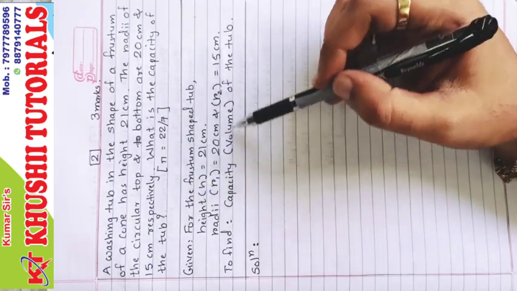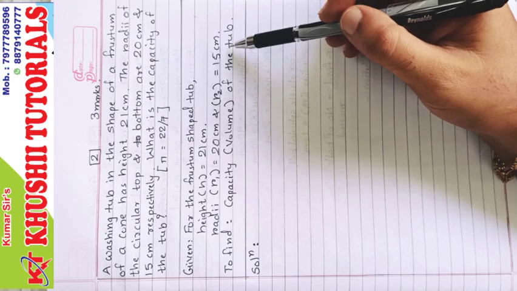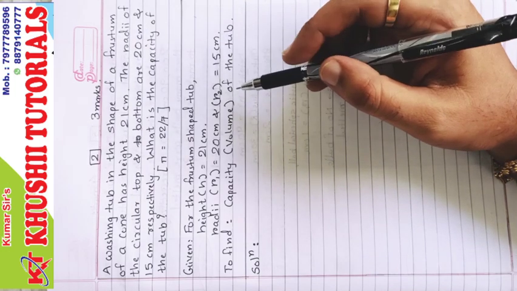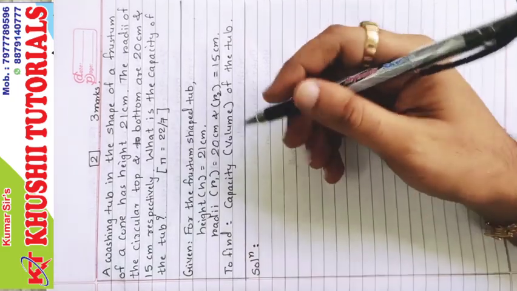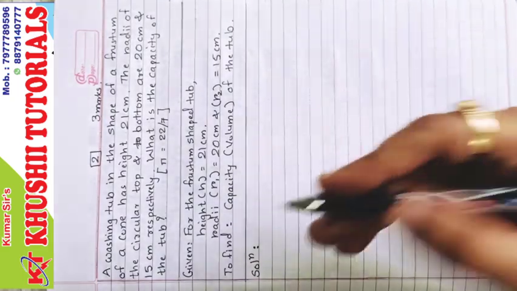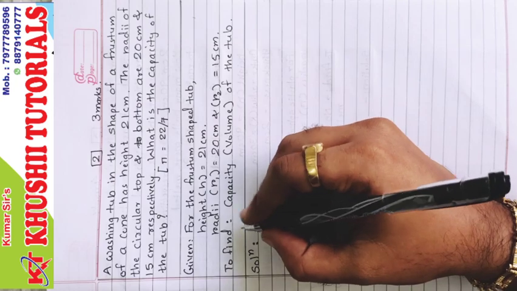We need to find the capacity of the tub, that is the volume of the tub, but we have to find it in liters. So let's start with the solution. We know capacity means volume, so we will apply the formula of volume of frustum.